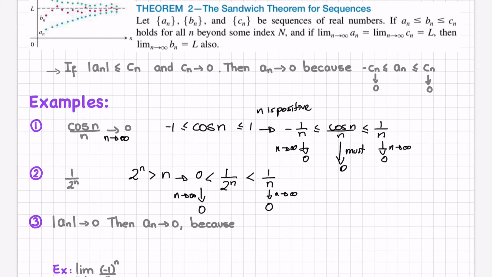So by the squeeze theorem, the middle one gets squeezed and should approach the same limit as the ones on the ends. Like that, we showed that 1 over 2 to the n approaches 0.